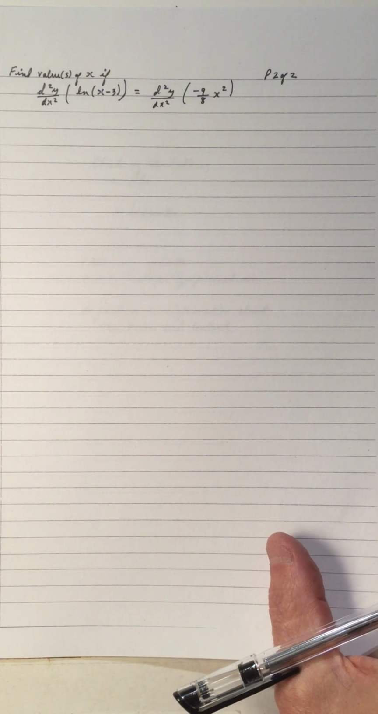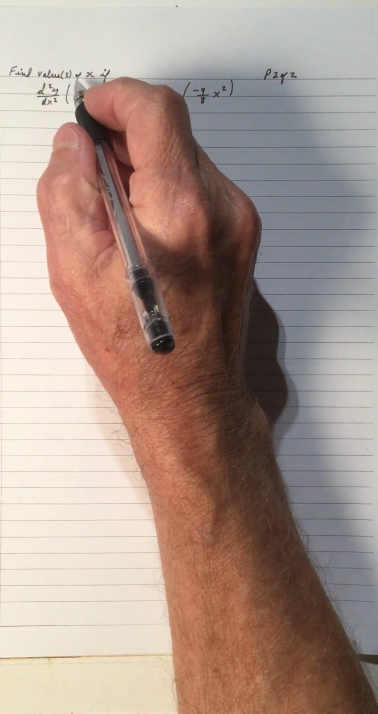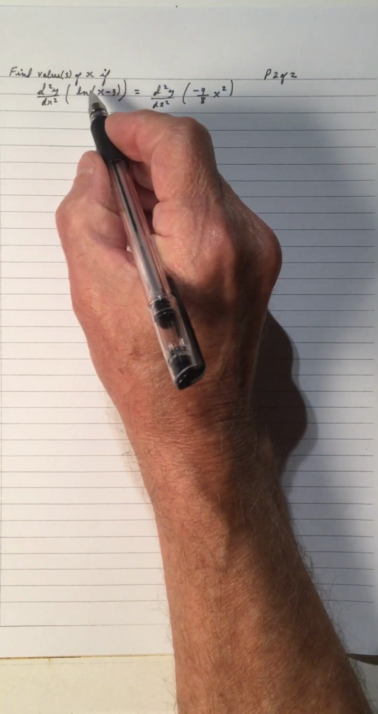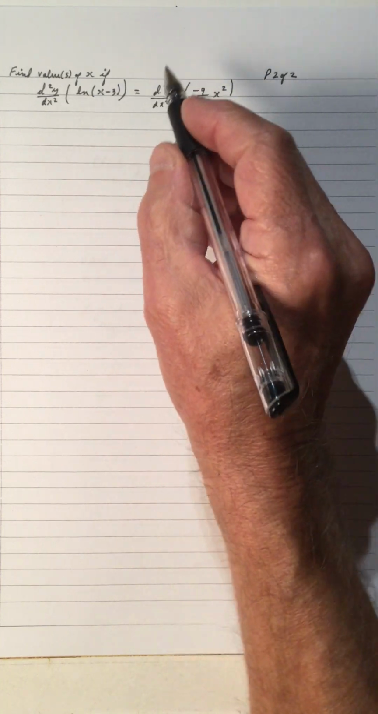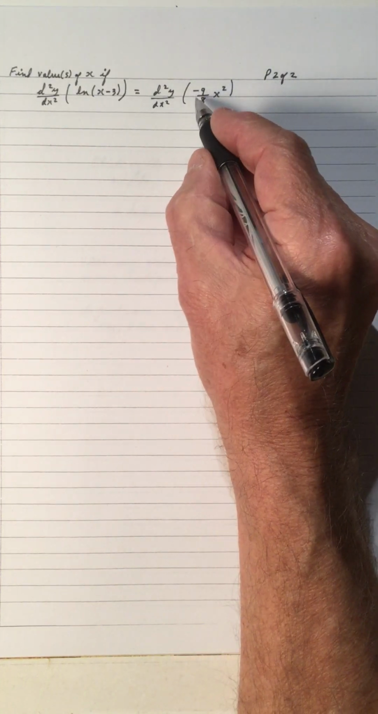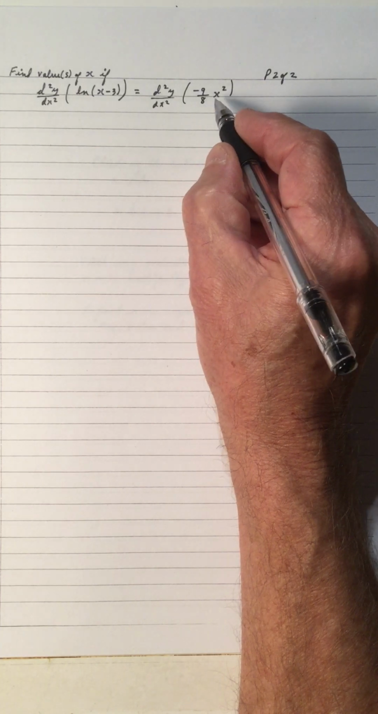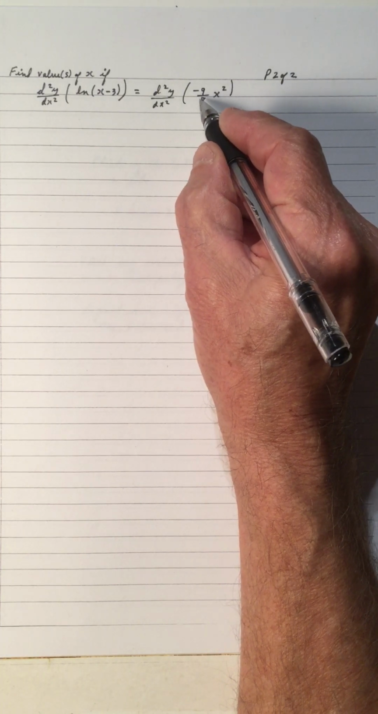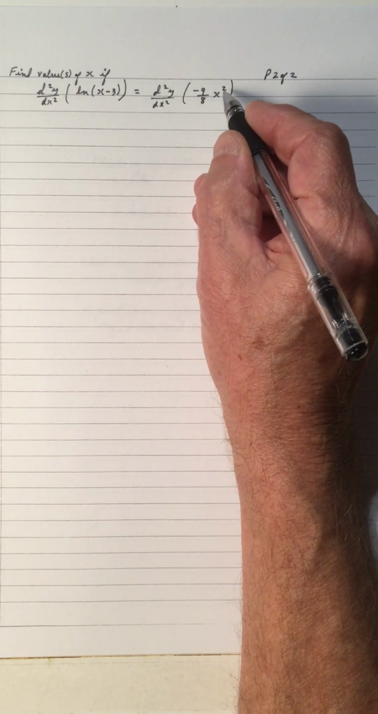And this is number 8, another example of second derivative. Find the value or values of x if the second derivative of ln of x minus 3 is equal to the second derivative of negative 9x minus 9 over 8x squared.